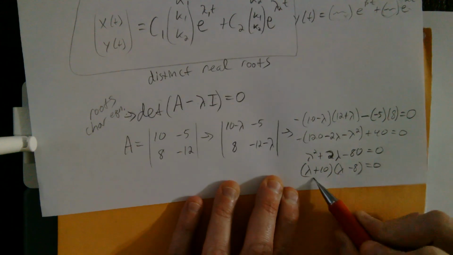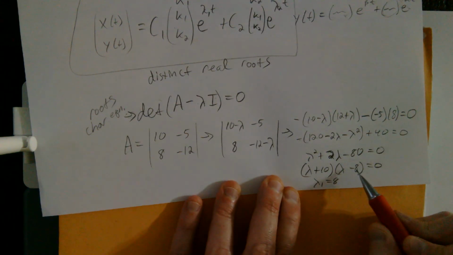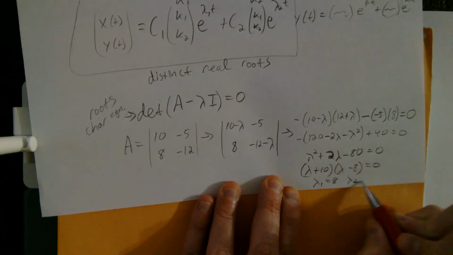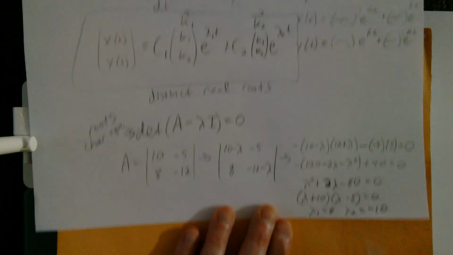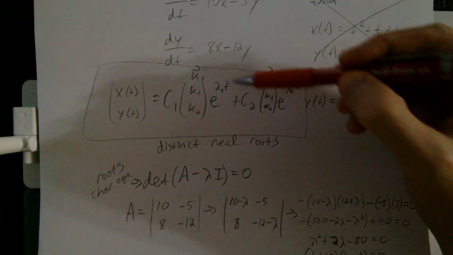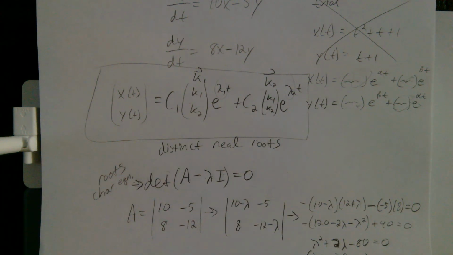And so we have lambda, let's call lambda 1, 8, when we set this equal to 0 using the zero factor property. Lambda 1 will be 8, lambda 2 will be negative 10. Here are our lambdas, our eigenvalues. So we have pieces to plug in for our general solution. Now we just need to come up with these associated vectors, and we're done.